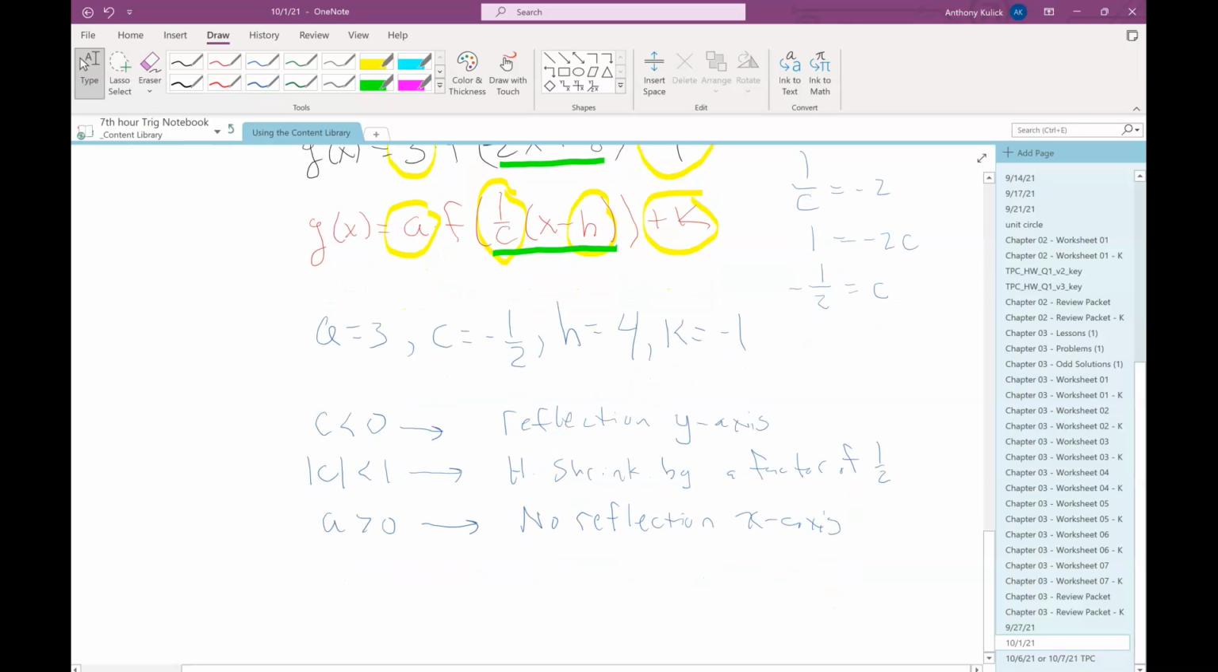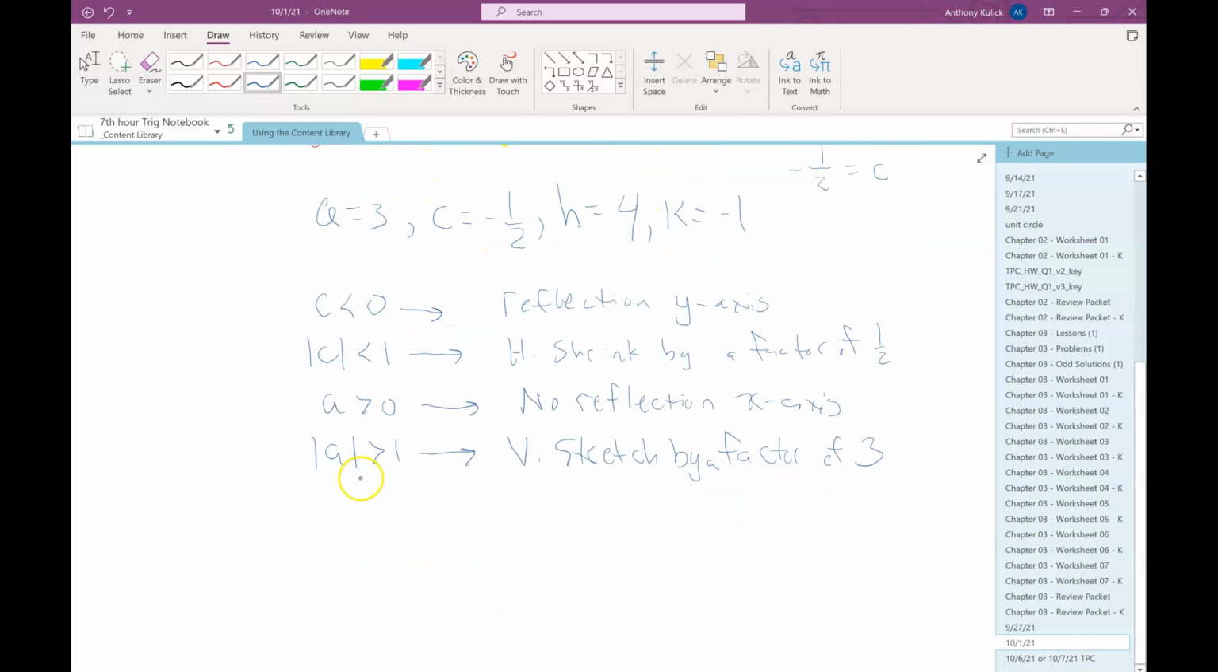On your assignment, if nothing is going on like that, you don't have to write that nothing happens. But I'm going to do it in the notes just so I'm being consistent. Because the absolute value of A is greater than 1, I have a vertical stretch by a factor of 3. Since the H is positive, it's going to go right 4 units. And since the K is negative, it's going to go down 1 unit.